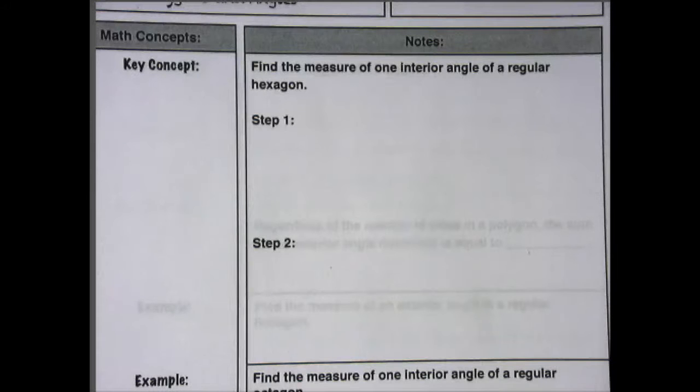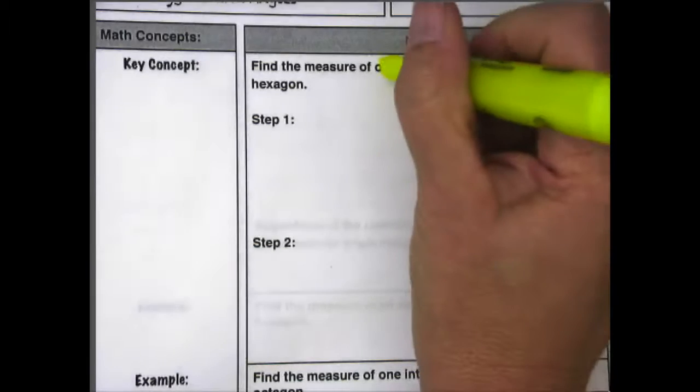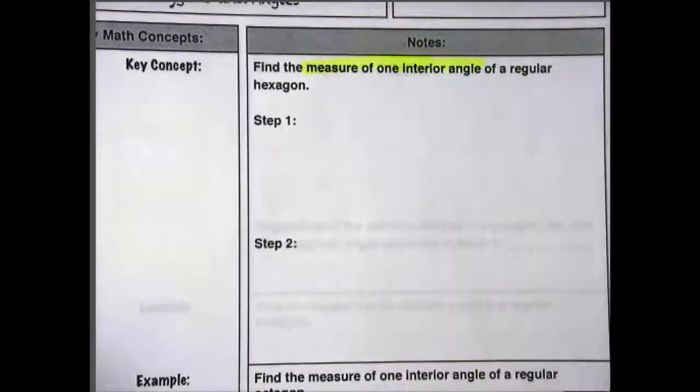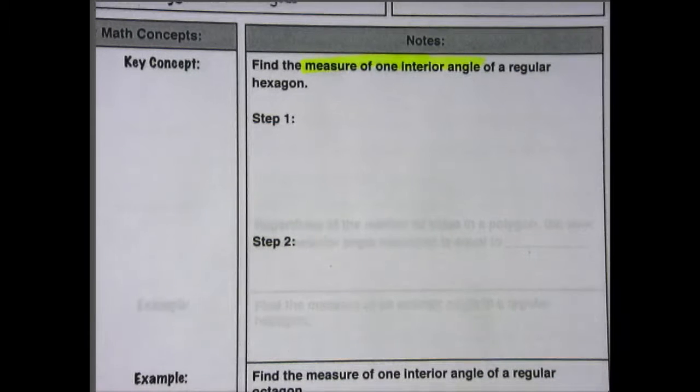Now in this key concept, we are definitely going to be using regular figures or regular polygons, because the only way we can determine the measure of one interior angle is to know that it is regular. So we're this time looking for the measure of one interior angle, where last time we were looking for the sum of the measures of the interior angles. So we're going to take 2 steps to do this.